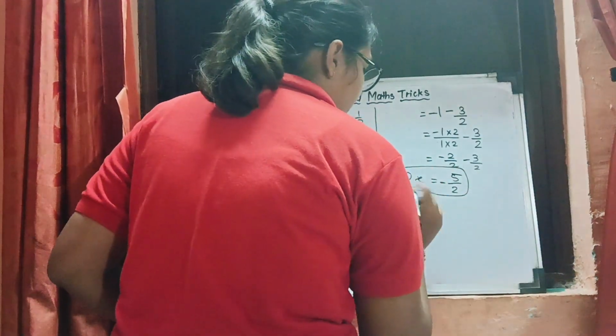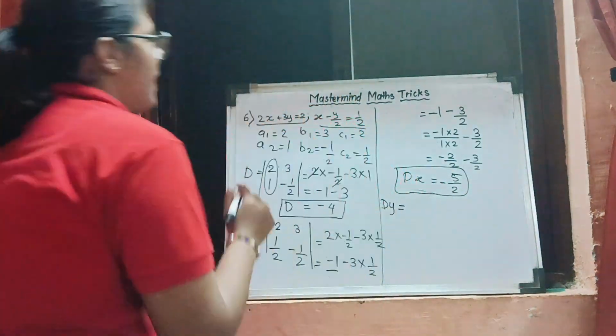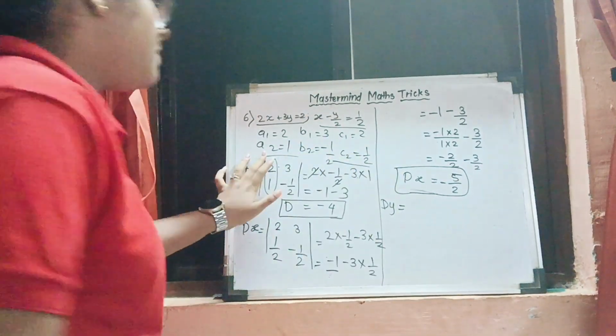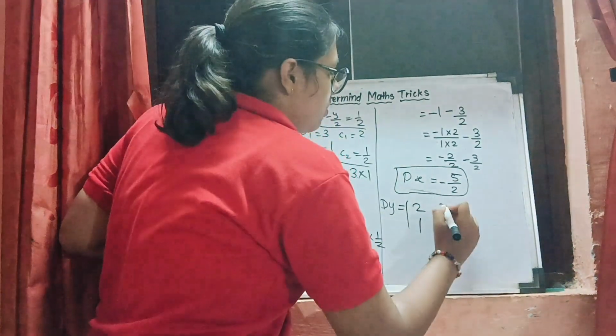Now finding the value of Dy. What is the formula for Dy? A1, A2, C1, C2. So what is the value of A1, A2? 2, 1, 2, 1 by 2.